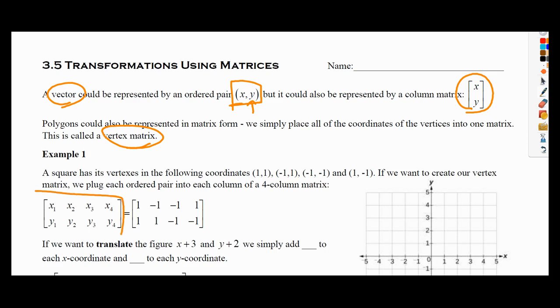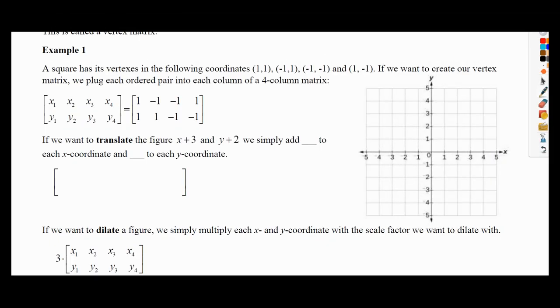For example, here. 1, 2, 3, 4. There are 4 points there. And the square has its vertices in the following coordinates. If we want to create our vertex matrix, we plug each ordered pair into each column of a 4-column matrix. So 1, 1, negative 1, 1, negative 1, negative 1, and 1, negative 1. So this is the square.